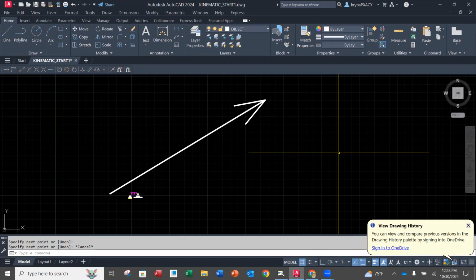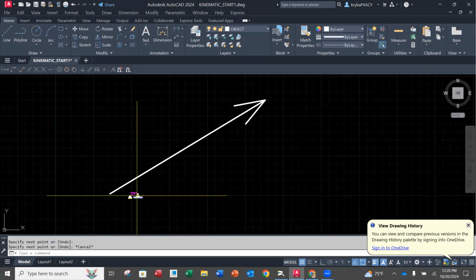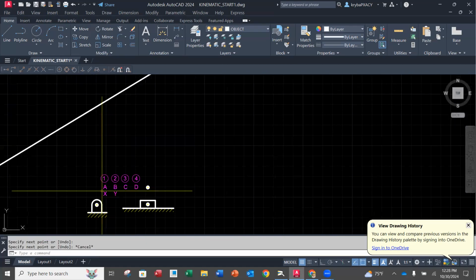Does that make sense to everybody? Okay. So you don't need to label these. You don't need to dimension these. The only thing you need to do is label its name, if you would. So we're going to call this one A. We do have an A already identified here that we can use as the label.